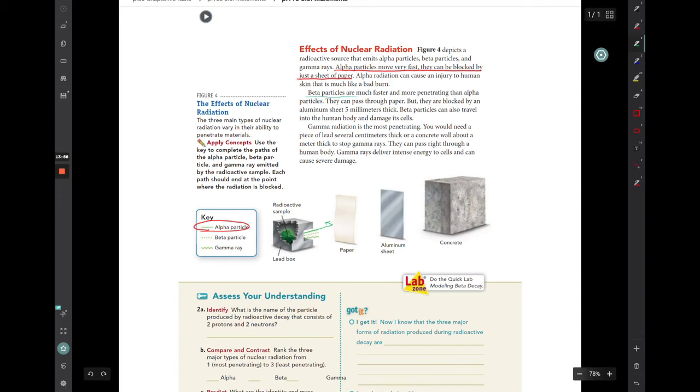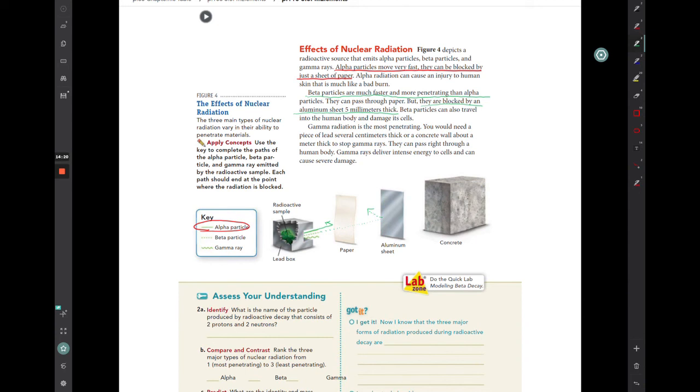Beta particles are much faster and more penetrating than the alpha particles are. They can pass through paper, but they might get blocked by aluminum that's about 5 millimeters thick. So here our beta particle would go through the paper, but when it gets to the aluminum, it would get blocked and not pass through.